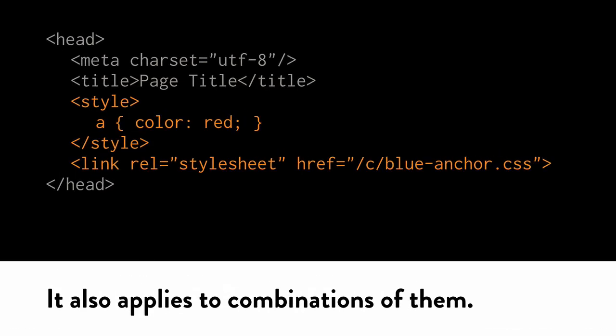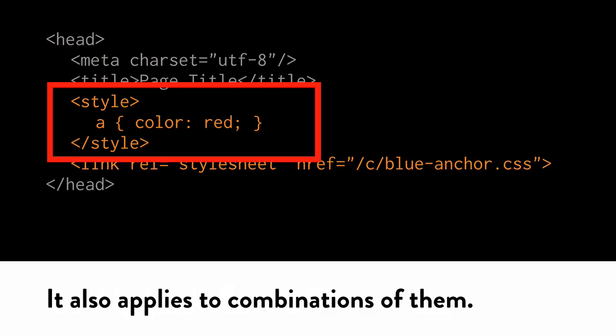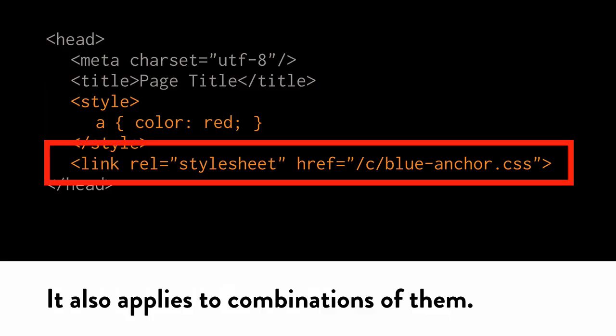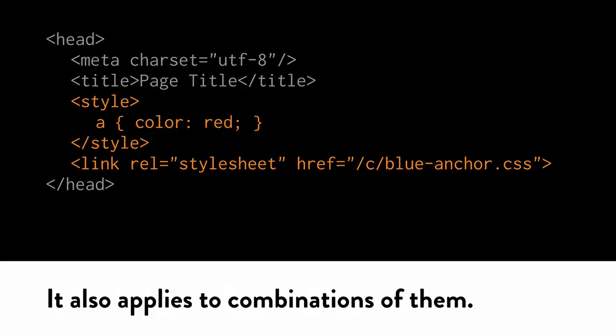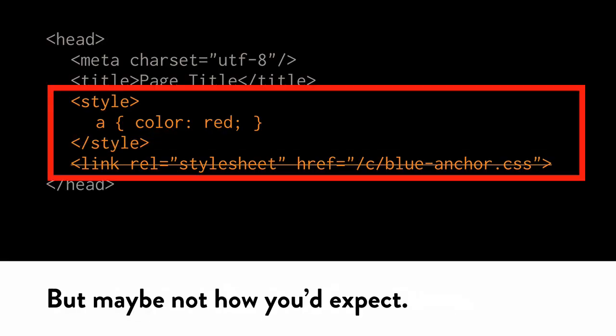Here we have a style element and a linked style sheet. And in this case, the style is coming first, and it's got a color of red for anchors, and then the linked style sheet has blue for anchors. Which one do you think would win? Probably not the one you thought.